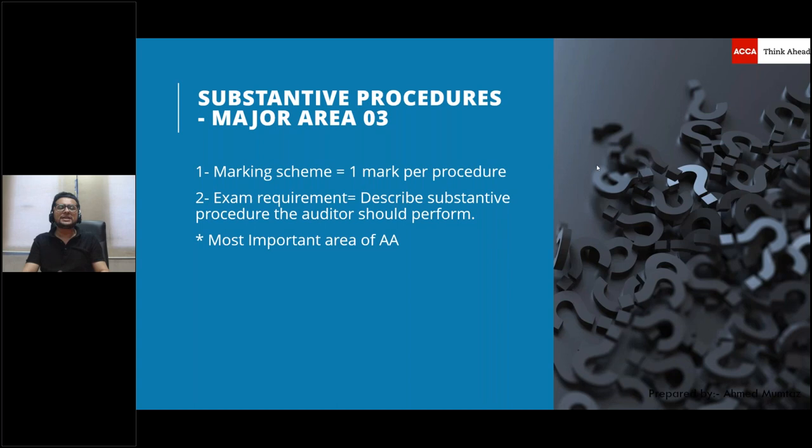So the topic is called substantive procedure, and let me start with the marking scheme. You will get one mark per procedure, provided your procedure is a well explained one. So you need to come up with a well explained procedure. What about exam requirement? The exam requirement would be same for everyone. Describe substantive procedures the auditor should perform. So this is definitely the most important area of the AA.